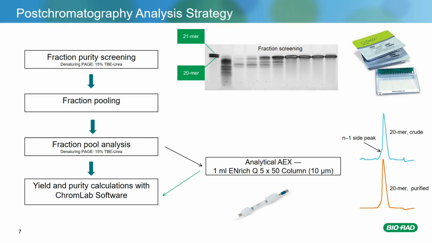Pooling is then done, and then further analysis of the fraction pool is done, again using the denaturing PAGE gels and also an analytical AEX, which is a 1 ml Enrich Q column. And you can see over on the right a chromatogram off the Enrich showing the crude 20-mer with that N-1 side peak, and then in the orange is the purified sample where that side peak is no longer present.